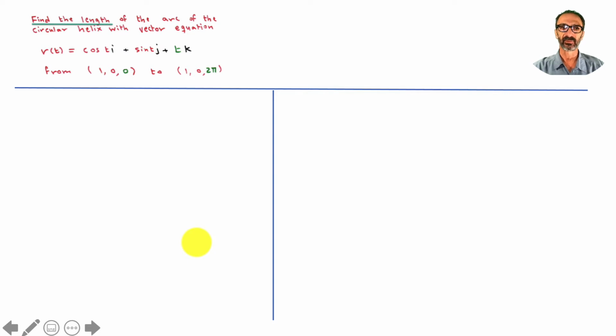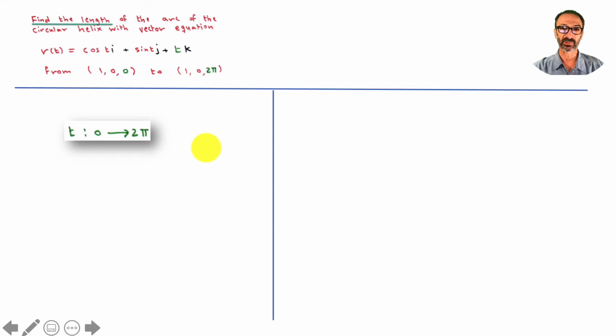Find the length of the arc of the circular helix from the previous lecture video with the vector equation cosine t i plus sine t j plus t k, going from (1, 0, 0) to (1, 0, 2 pi). Notice that I'm using green for this and this and this. So if this is t, I'm going from 0 to 2 pi. That's what I'm highlighting for you.